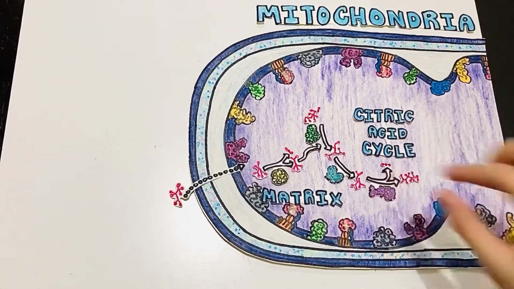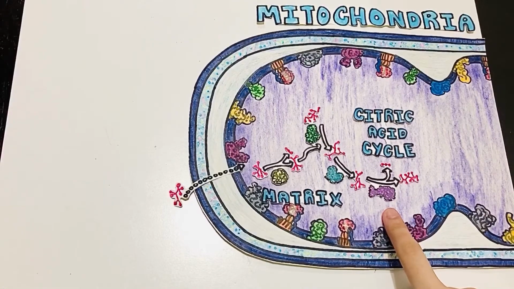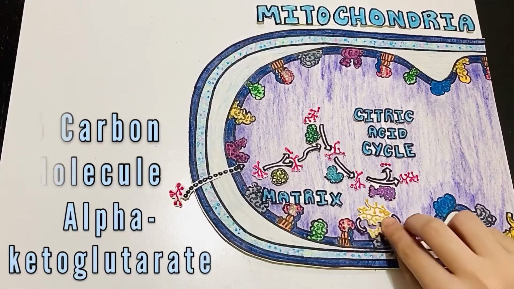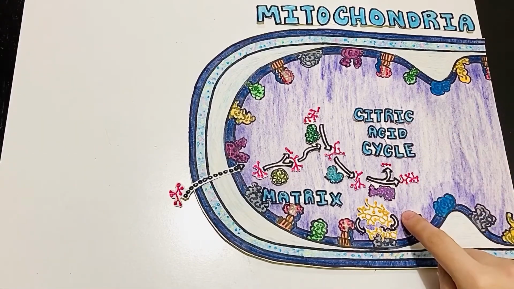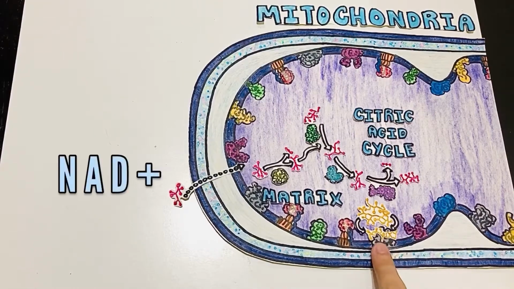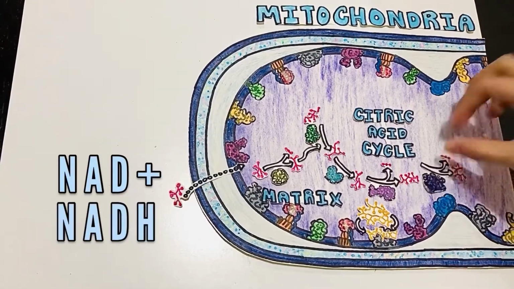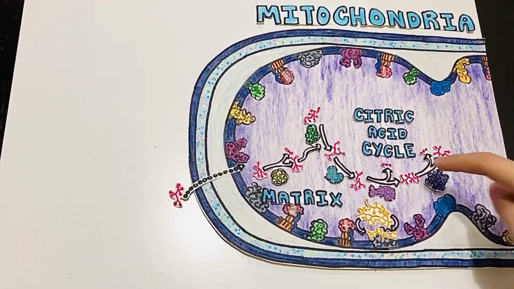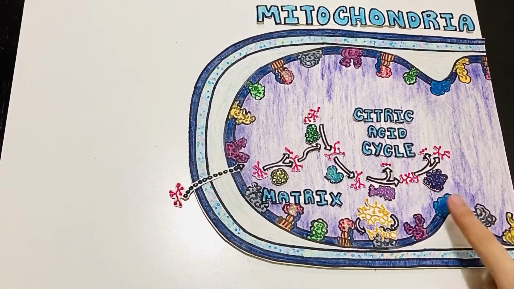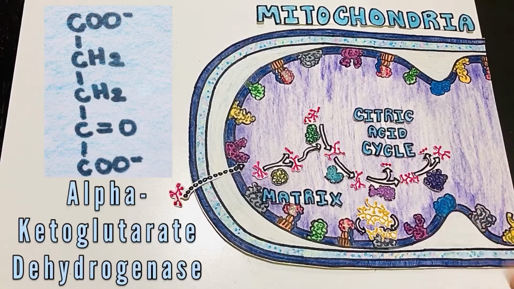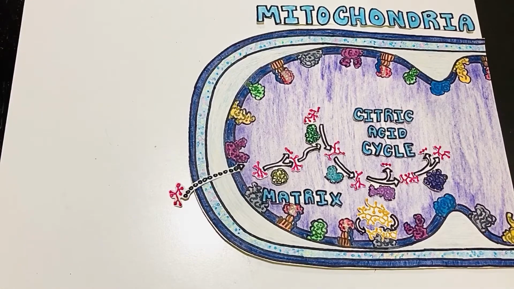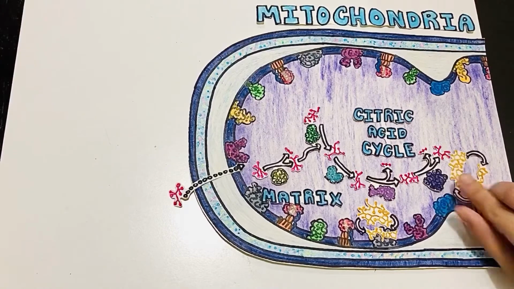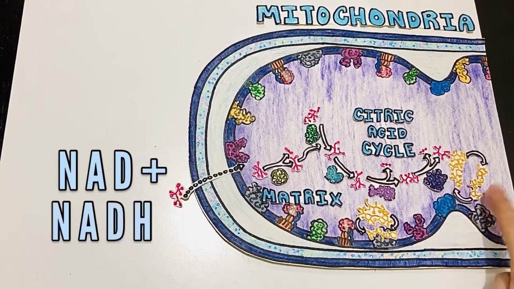In the third step, isocitrate is oxidized by isocitrate dehydrogenase, generating the 5-carbon molecule alpha-ketoglutarate. In the process, 1 carbon dioxide molecule is released and 1 NAD+ molecule is reduced to NADH. In the fourth step, alpha-ketoglutarate is decarboxylated and oxidized by alpha-ketoglutarate dehydrogenase to produce another molecule of carbon dioxide. The resulting molecule is combined with coenzyme A, forming succinyl-CoA. In addition, another molecule of NAD+ is reduced to form NADH.